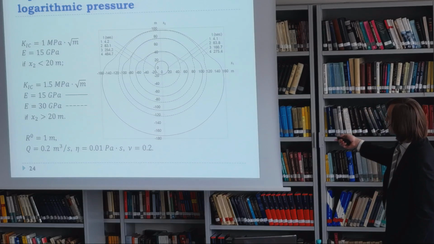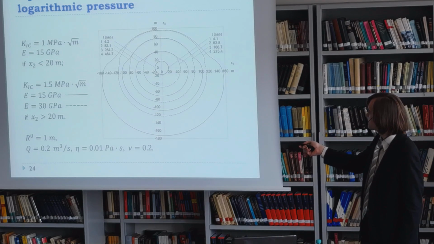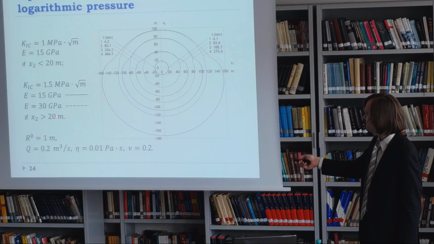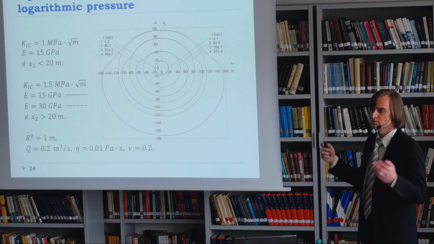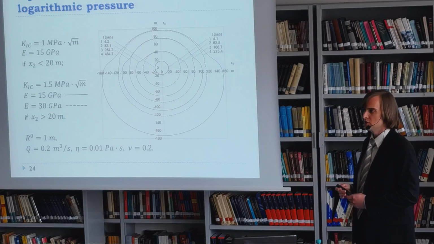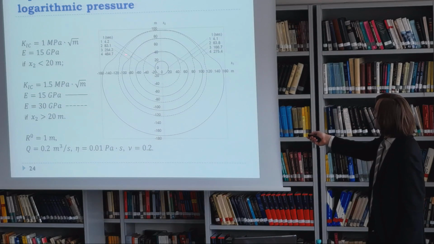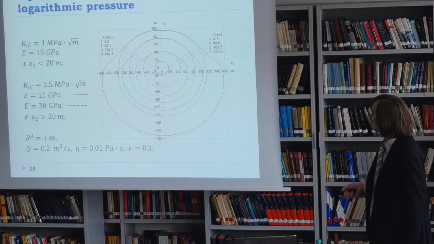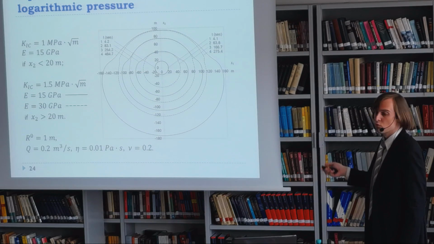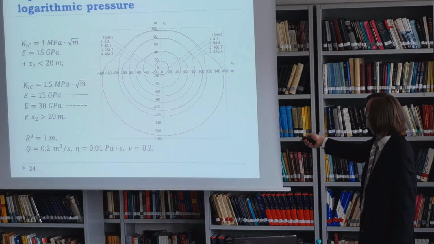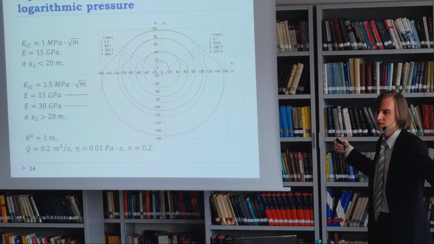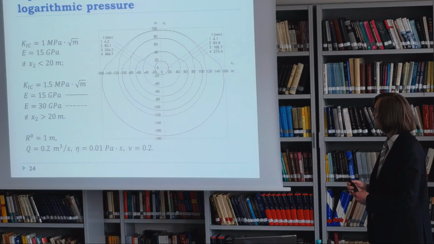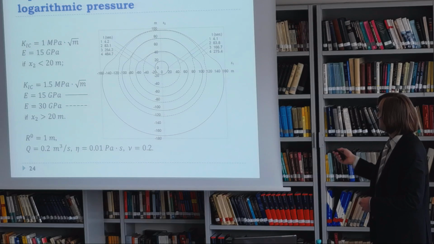Again, for x bigger than 20, we have a stiffer medium with higher fracture toughness, so we would expect that our crack wouldn't propagate there that much. And here, of course, we may see that it propagates on the other side, which is softer in this case. This is the same medium.